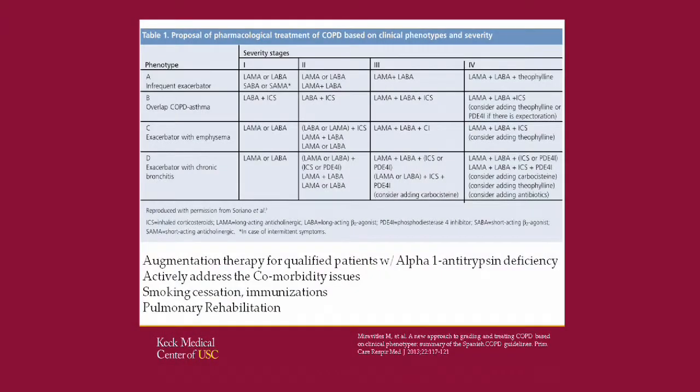So we've changed that evolution of treating the alphabetical soup to infrequent exacerbation based on the severity of lung function, so you'll see that not every therapy is warranted the same for each individual. We want to consider augmentation therapy for qualified patients with alpha-1 antitrypsin, and actively address the comorbidity issues: smoking cessation, immunizations, and pulmonary rehab. How well do we do that?